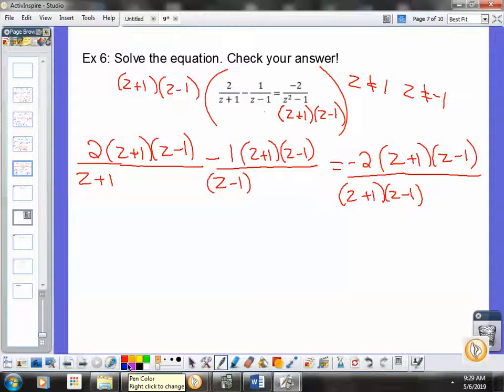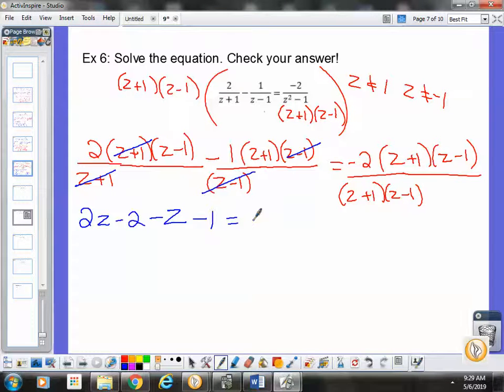Alright, so let's start canceling stuff out here. Of course I can cancel out my z plus 1s. So I have the 2 and I have the z minus 1. I'm going to go ahead and distribute that. 2z minus 2. For the second term I can cancel out the z minus 1s. And then I'll distribute my negative 1. So I have negative z minus 1 equals, I can cancel out the z plus 1s and the z minus 1s there and there. All I have left is negative 2. Now we'll solve this equation.